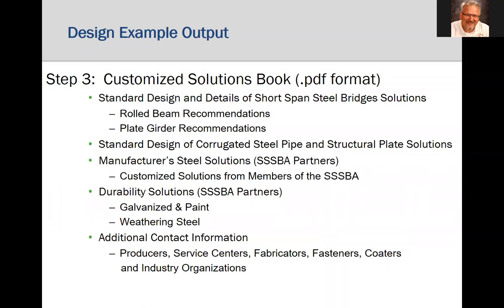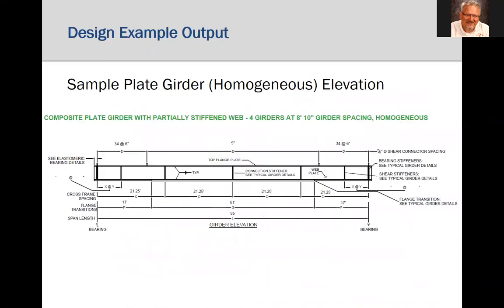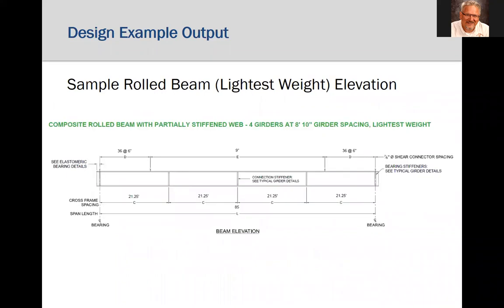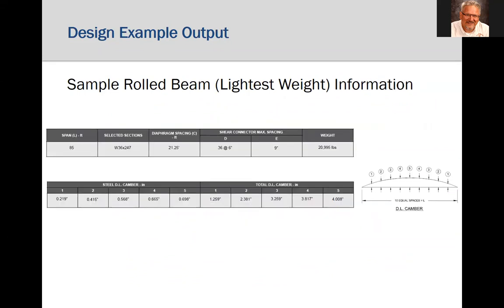The solution book comes as a PDF file and contains the standard designs and additional information to help the owner or the engineer. We will briefly look at these here. For instance, here's an example elevation view of a homogeneous plate girder solution. And with that comes a bill of materials and camber diagram for that plate girder. This is the elevation view of a rolled beam design, a lightest weight rolled beam design. And again, with that comes a bill of materials and a camber diagram.